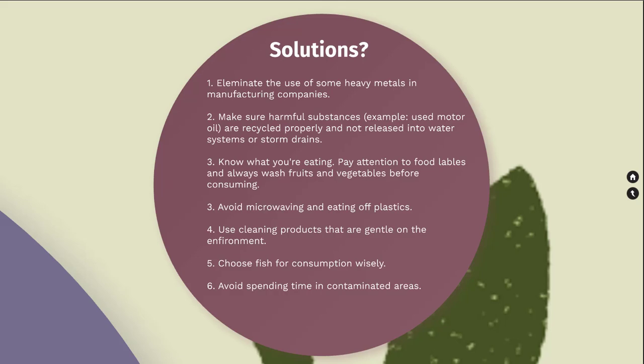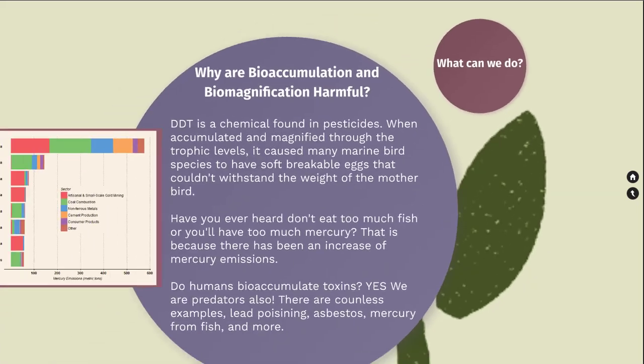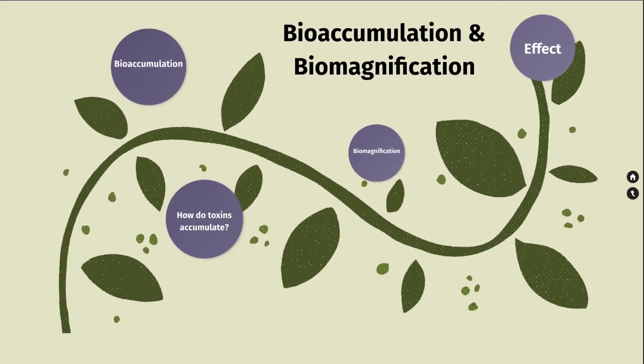Make sure that you're getting a good source of fish. And then this one's kind of a given, but avoid spending time in contaminated areas. Sometimes you just have no idea. So make sure to look out for those areas where you think, I don't know if this is a great place for me to be hanging out and breathing this air. So those are some really good examples for us to be able to avoid bioaccumulation and biomagnification just on our own level.